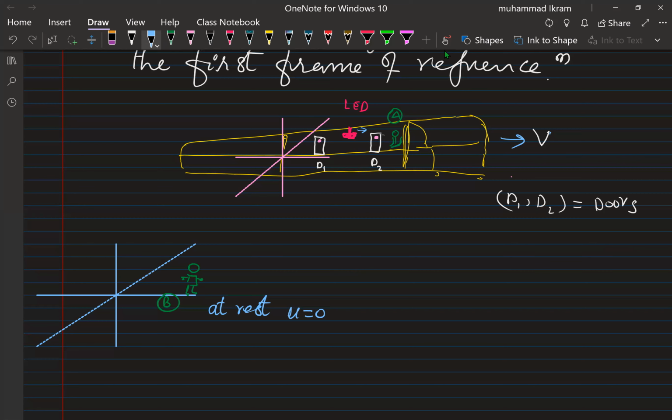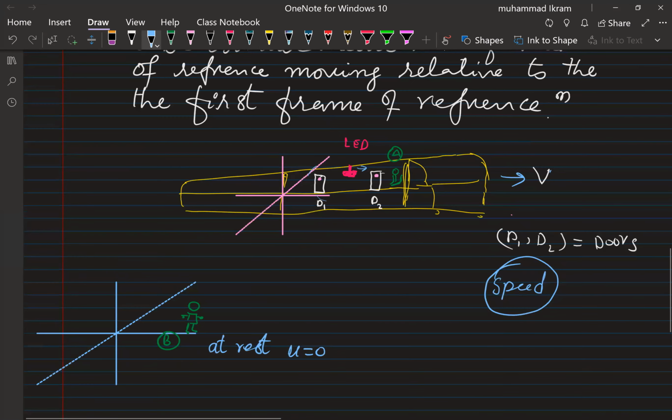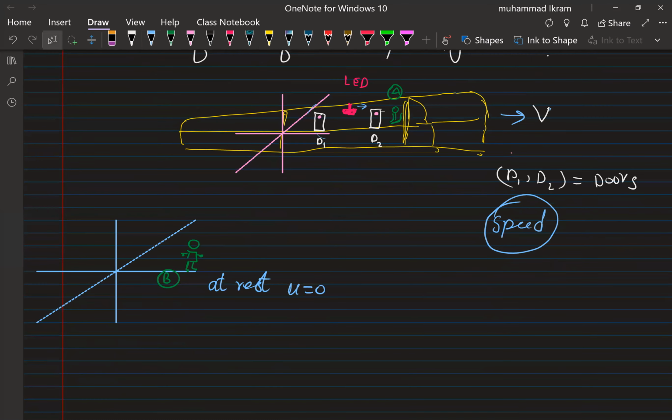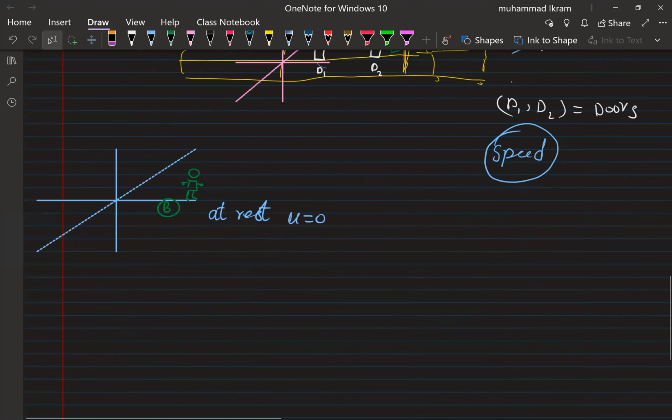The events which occur at the same time in one frame do not occur at the same time in reference frame B. This is a result of the second postulate, that the speed of light is a universal constant in all frames of reference. So this is known as simultaneity of events. There might be other examples also that you may study well for your experiment.